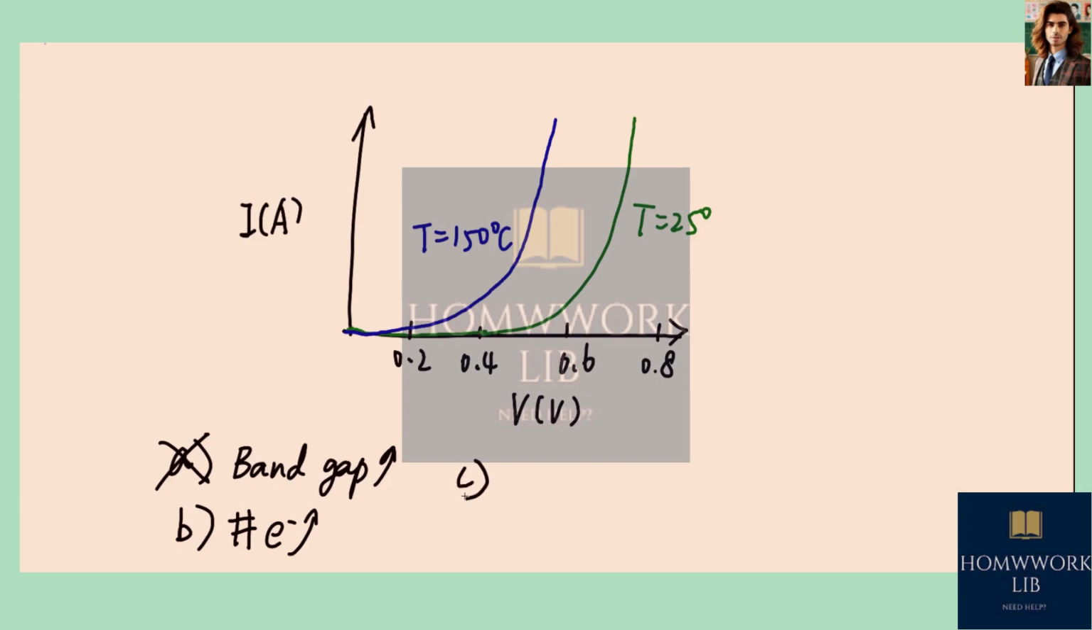Then we have statement C. Statement C says all of the electrons in the valence band move to the conducting band. The diode starts to behave like a metal, and it starts to follow Ohm's law. Firstly, it says all of the electrons. Well, this is certainly not correct.